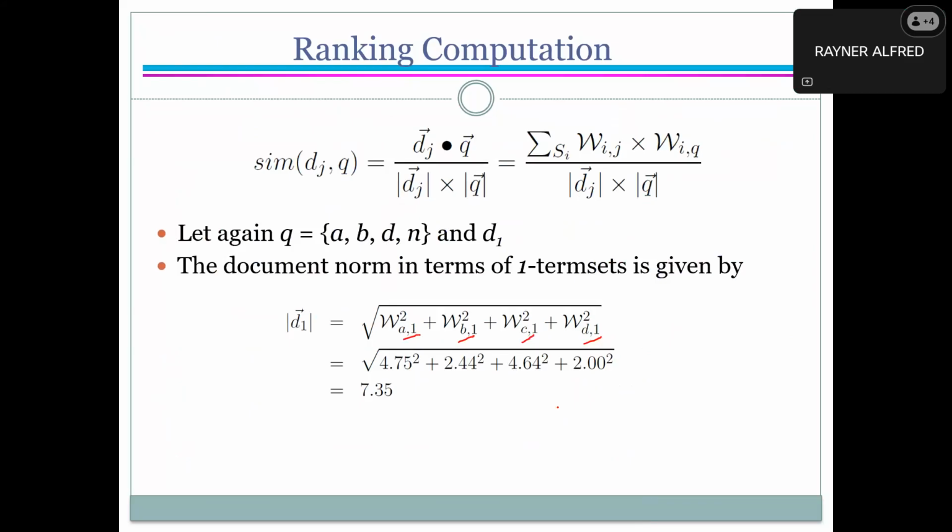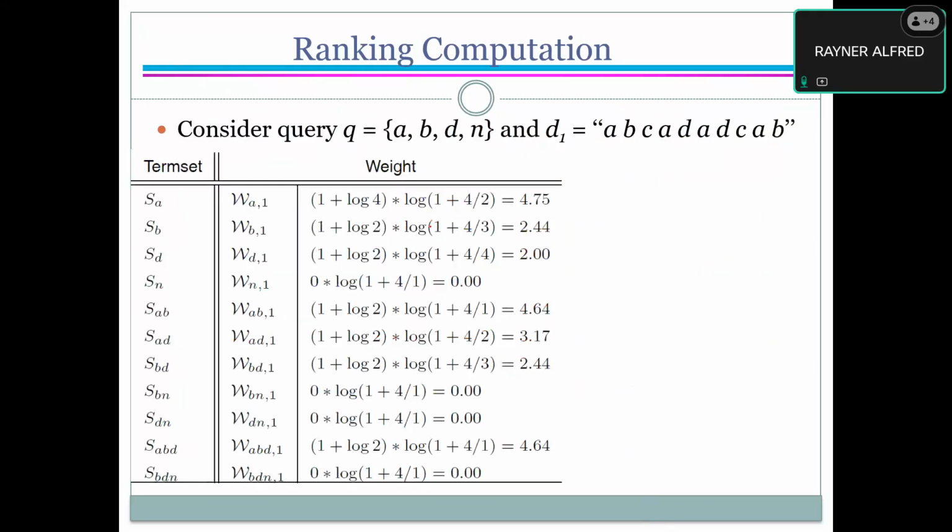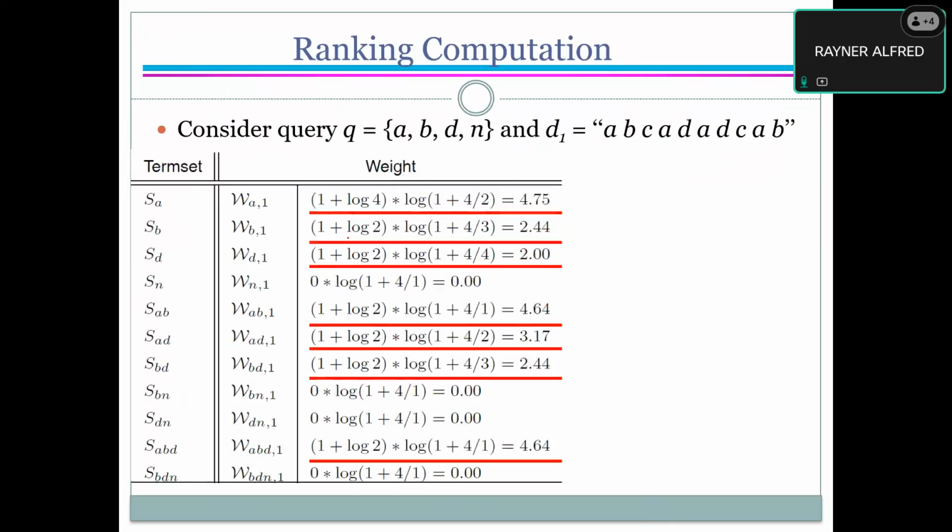Okay, and this is with respect to the ABDN single terms. Now we go back to here. If we do the calculation, only this will give you non-zero. So this is the weightage.